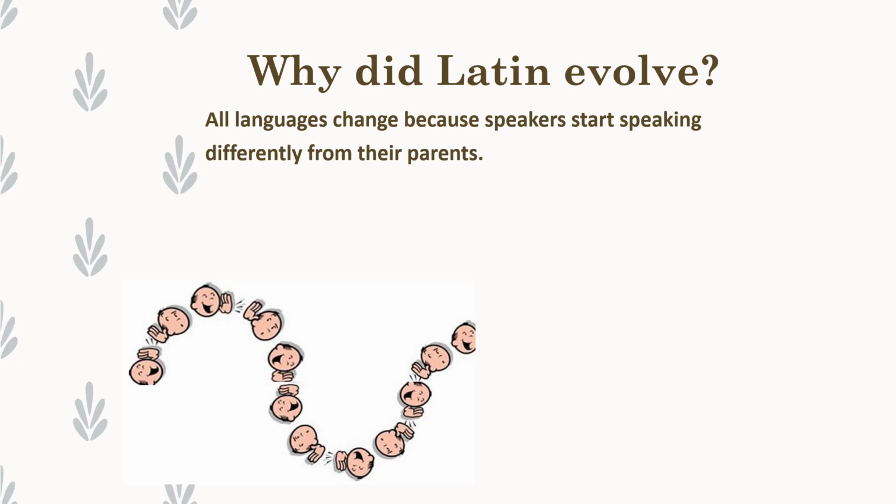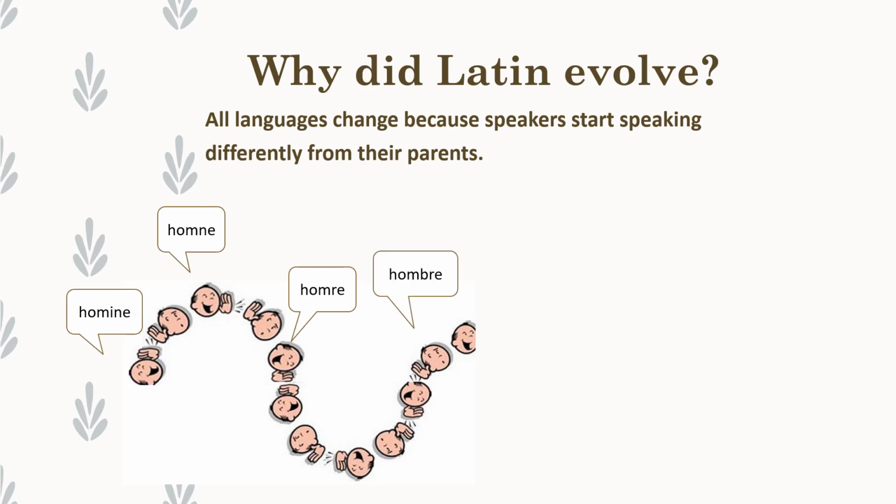and changing through time. So in Latin there was a word, homine. Homine meant man in Latin. Little by little that word changed into omne and then into hombre, which is the word that we say now in Spanish for man.